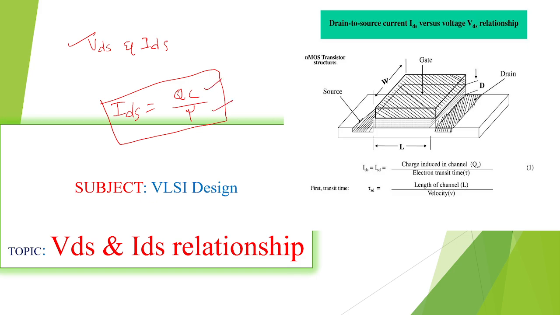I will explain clearly. This is the induced charge at the channel, and tau is how much time it takes for the electron to move from here to here. So IDS can be defined as the induced charge at the channel QC by the electron transit time tau. The electron transit time can be defined as length by velocity.